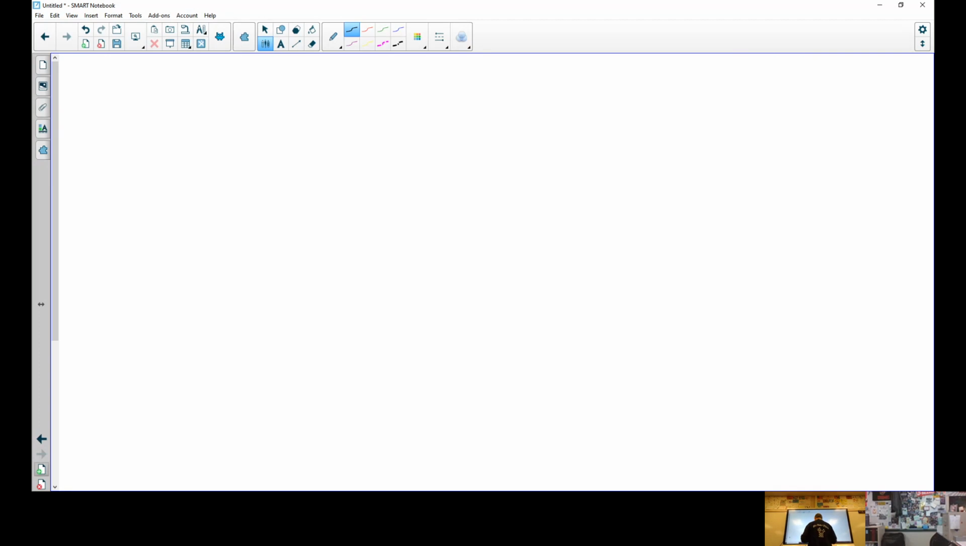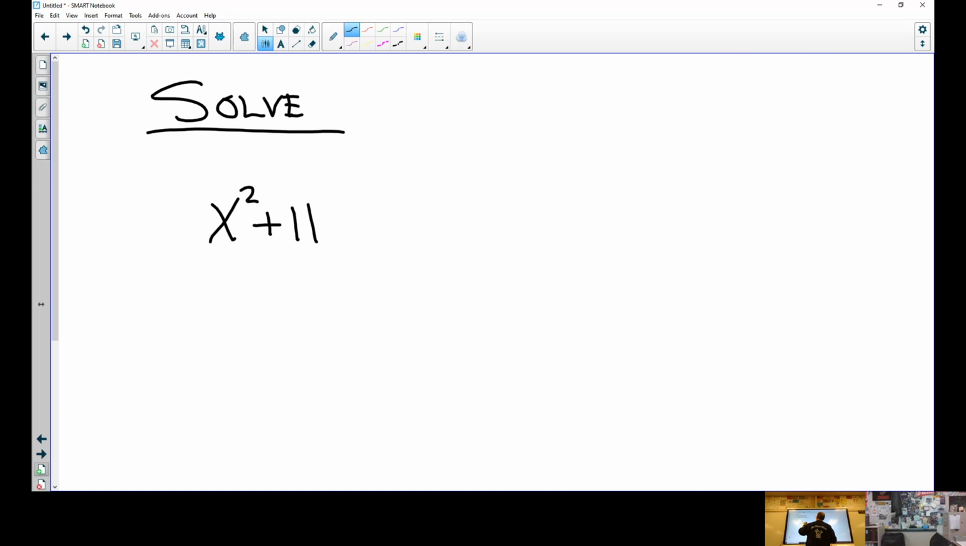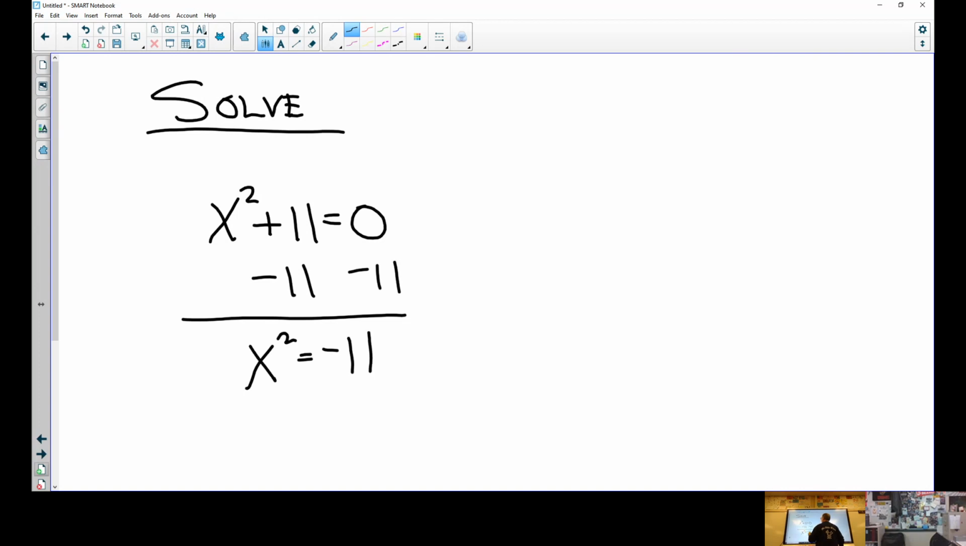All right, so now where are we going? Well, let's do some solving. So, solve, and they give you something like this. These are just going to be real basics to start. All right, x squared plus 11 equals 0. How do we solve this? Well, what do we always do when we're solving for x here? We've got to get it by itself. First thing we got to do, get rid of the 11. That gives me x squared equals a negative 11.